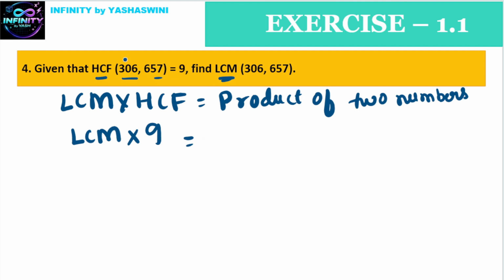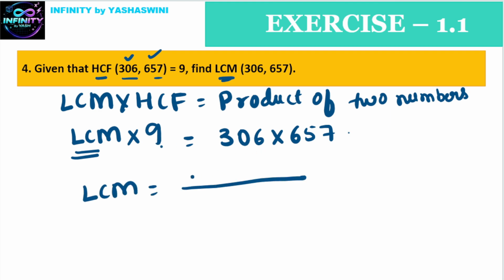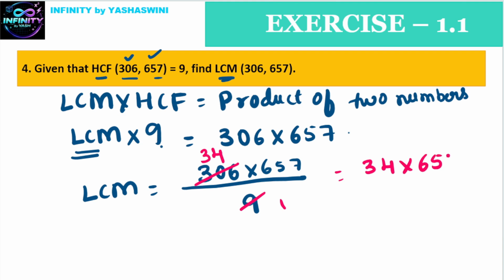Then the product of the two numbers. Which are the two numbers? 306 into 657. Now we have to find LCM. If 9 goes to the RHS, then it becomes 306 into 657 divided by 9. See here, this is divisible by 9. So 9 one time, 9 three times is 27. Now 36 it becomes, and 9 four times is 36. So what is remaining here? 34 into 657. Now multiply 34 into 657, you will get the LCM.